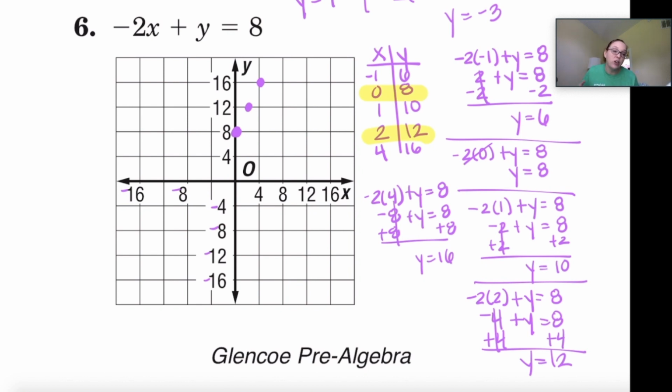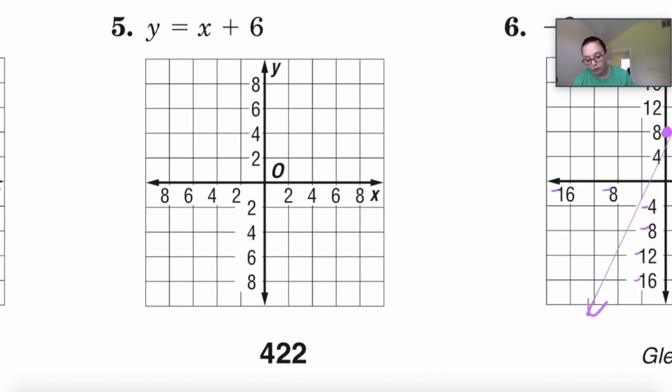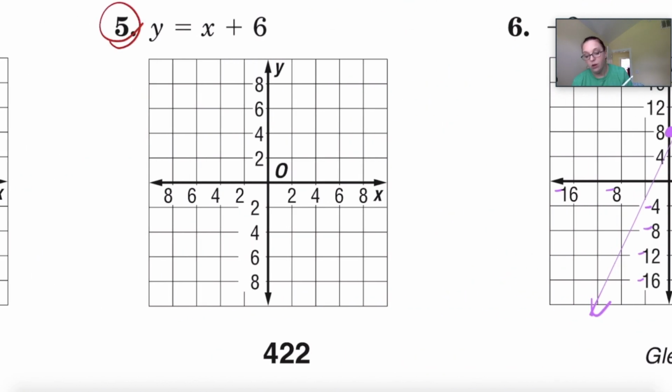Okay, so that's good enough. Again, I'm going to take my box and I'm going to use it as a ruler. You can use a real ruler also. I'm going to line up those 3 points that I've got. That's pretty good. We'll count it. And then I'm going to include the arrows on either end. Okay, so that's number 6. Now I want you to go back to number 5, pause the video, and complete number 5.